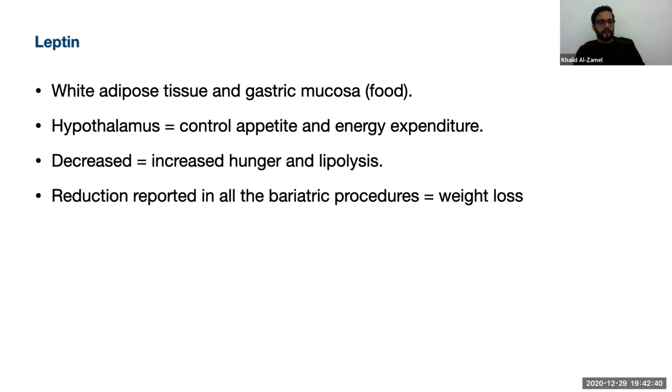When it decreases, it will lead to an increase in hunger and lipolysis. And reduction is reported in all the bariatric procedures, which leads to weight loss, probably by the lipolysis that it causes after reduction.